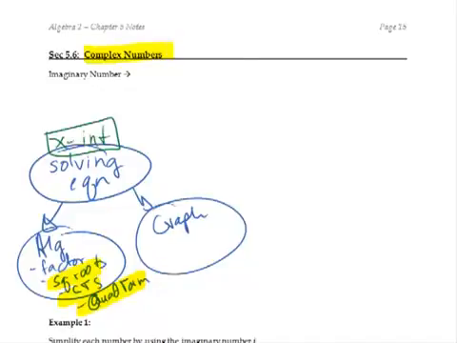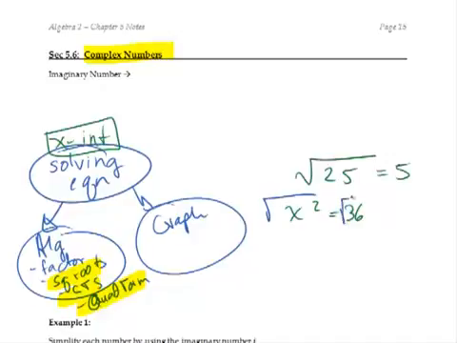So to introduce complex numbers, think about what we know in terms of square roots. We know that if we say square root of 25, the answer is 5. If we have x squared equals 36, we know that we could square root both sides. And again, remember, if you take the square root, you have to insert a little plus or minus. It would say x equals plus or minus the square root of 36.